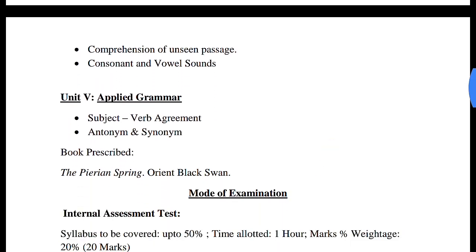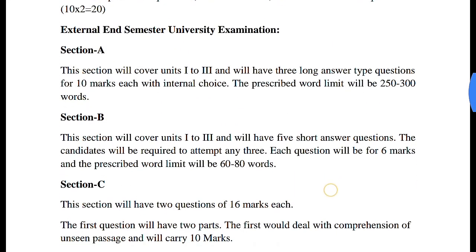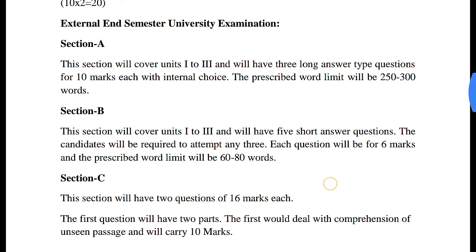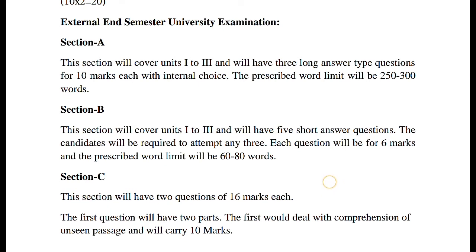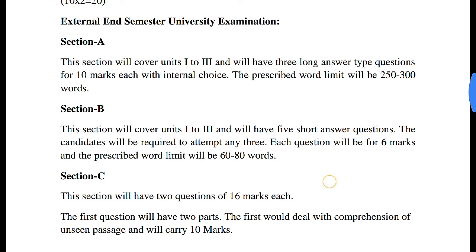The book prescribed, the book from which the students will have to prepare for the examination, will be the Persian Spring Orient Black Swan. The pattern of examination will be like this. Section A will cover units from 1st to 3rd and will have 3 long answer type questions for 10 marks each with internal choice. The prescribed word limit will be 250 to 300 words.